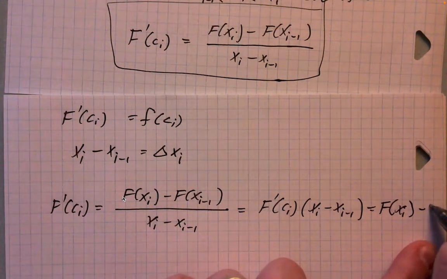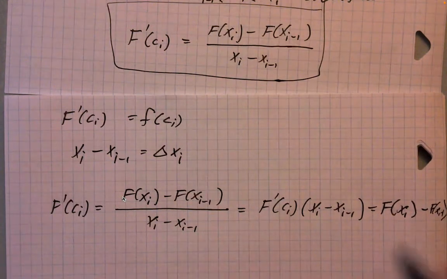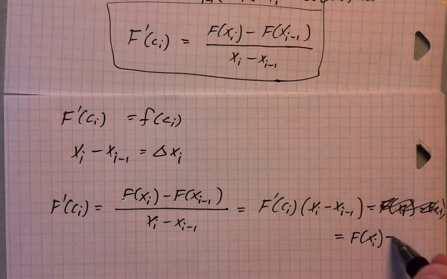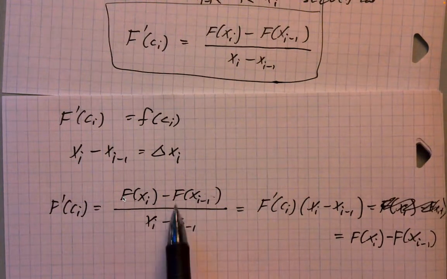Shoot, I'm almost out of space. Okay. Here, let me write it again here. So it's equal to f of xi minus f of xi minus 1. So it's just this numerator piece here.